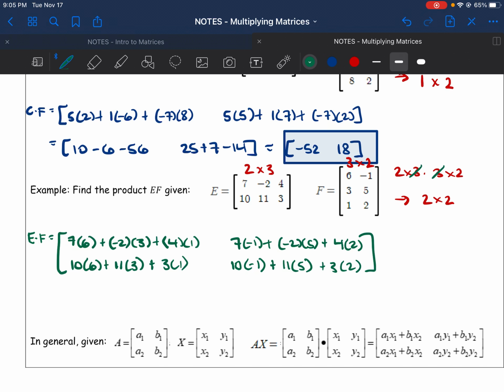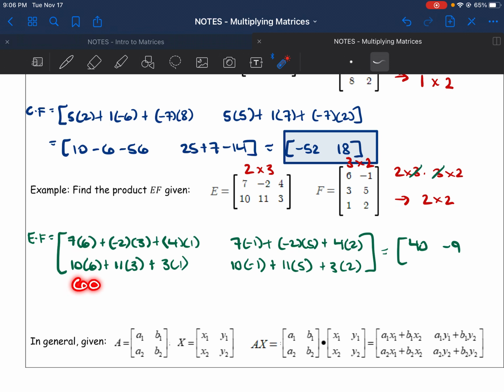Now, just to save us a little bit of calculation here, I'm not going to go through all the intermediate steps. Let's do a little bit of mental math here. So we're going to have 42 minus 6 plus 4. So let's see, 42 minus 6, that's going to be 36. 36 plus 4 would give us 40. So row 1, column 1 will be a 40. Negative 7 minus 10 plus 8. So let's see, negative 17 plus 8, that's going to be a negative 9. So row 1, column 2 will have a negative 9.